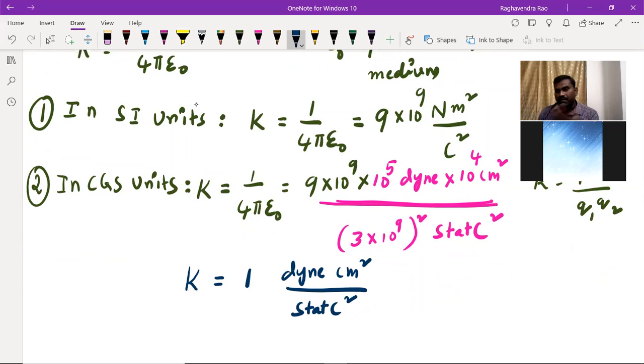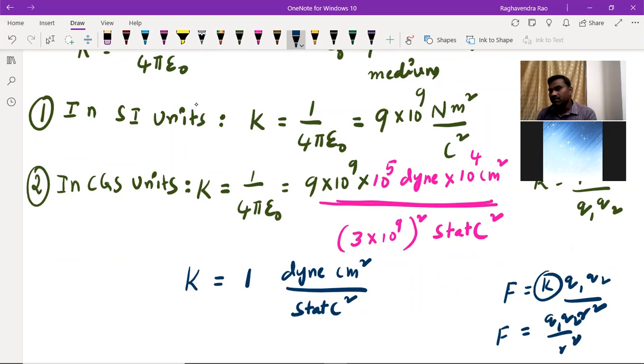So when force, distance and charges are measured in CGS units, like that they will give the question. Now we can take force F is equal to K into Q1 Q2 by R square. When all are measured in CGS units, then we can write directly F is equal to Q1 Q2 by R square. No need to take the value of K, because K is equal to 1. They won't say force is measured in dyne, distance in centimeter, charge in stat coulomb, not like that. They simply say they are represented in CGS units.